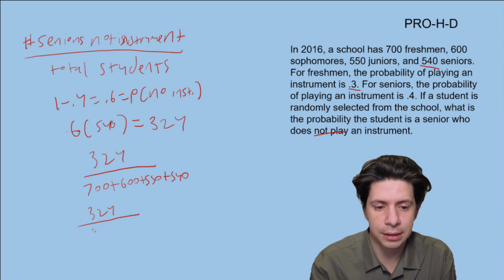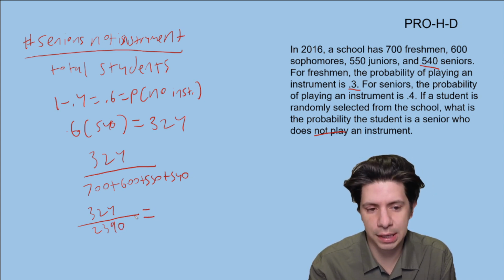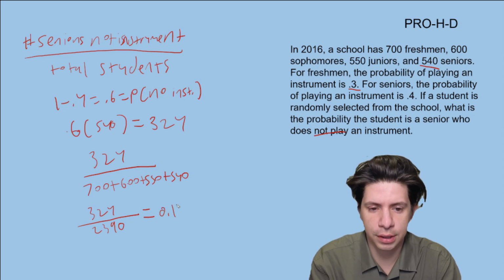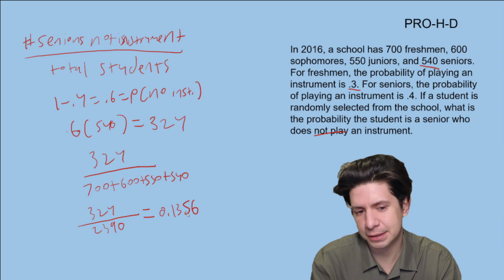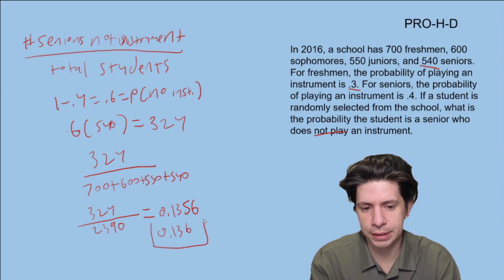So it's going to be 2390, which gets us, when we work it out, 0.1356. Let's say normally you wouldn't go past the 6, so it could be 0.136. And that will be our answer.